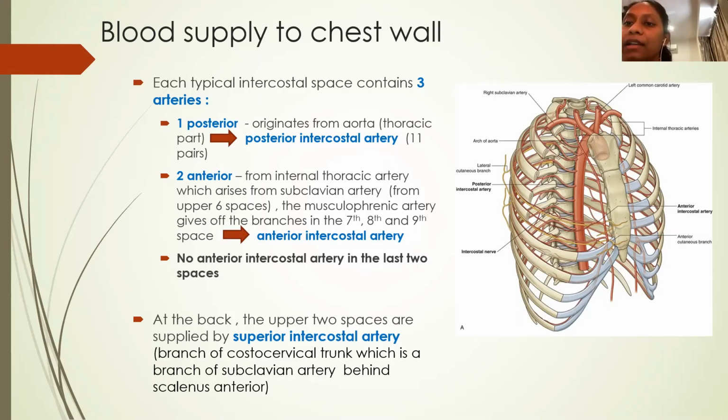At the back, the upper 2 spaces are supplied by the superior intercostal artery, which is a branch of the costocervical trunk, which is also a branch of the subclavian artery behind the scalenus anterior.